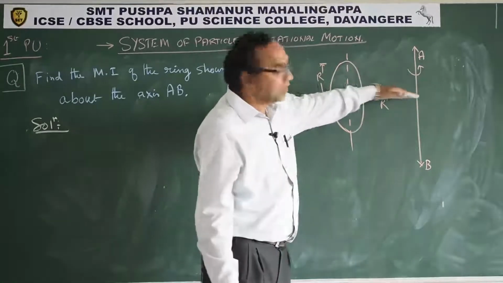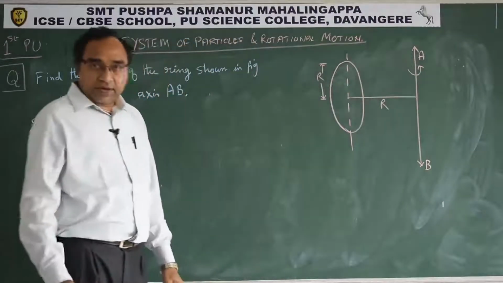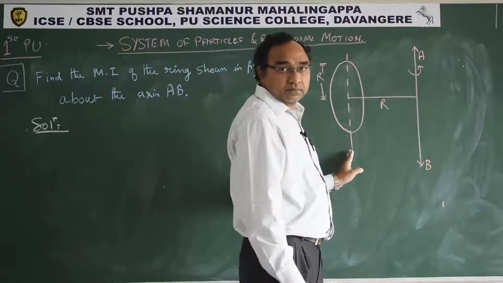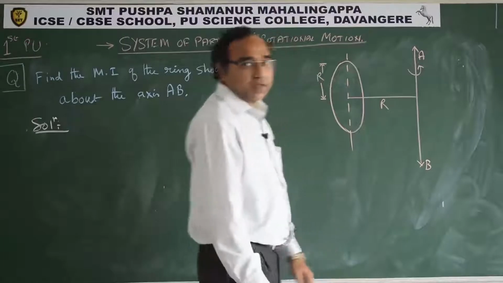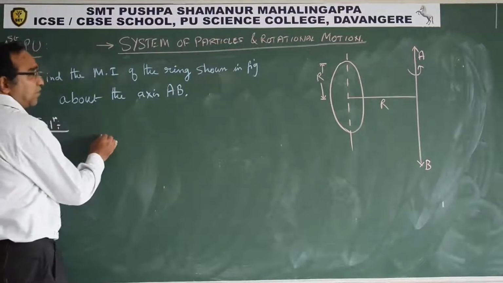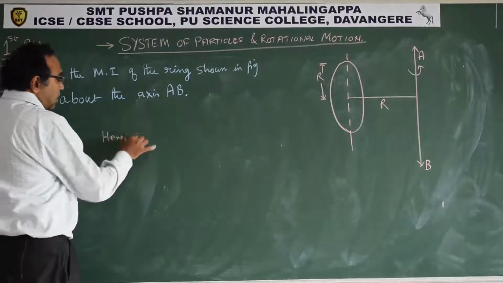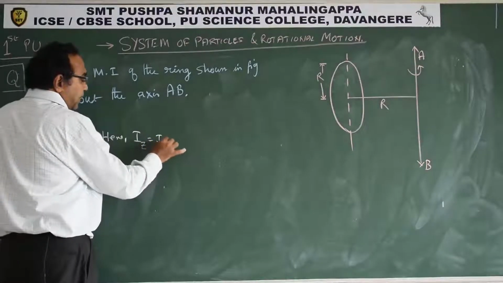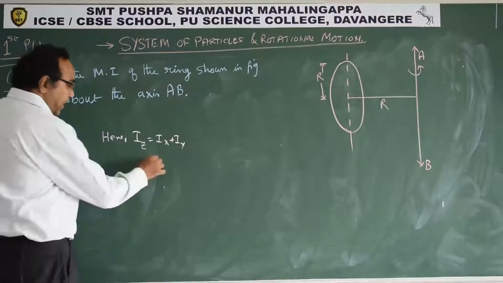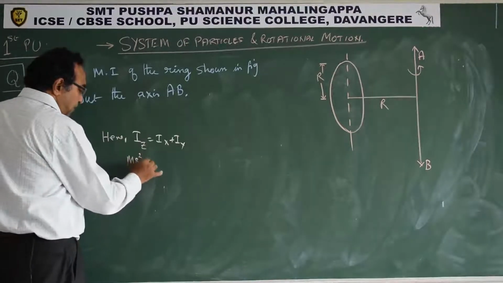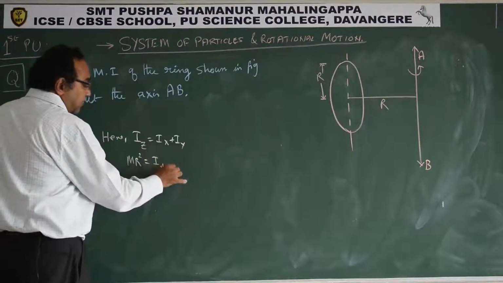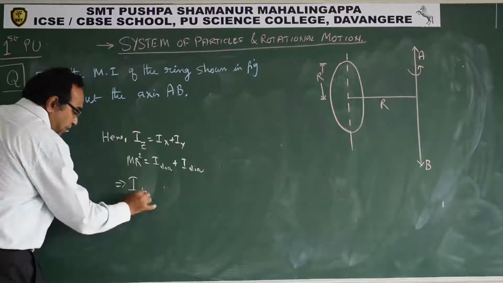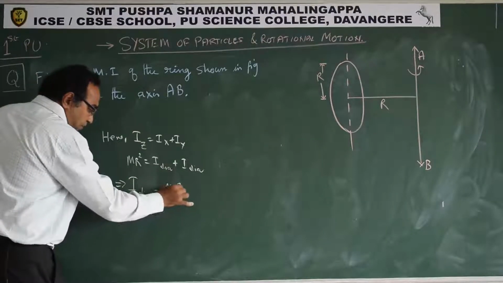Because the axis of the ring is this way. Correct? So we have to first of all find the moment of inertia about the diameter and then apply the parallel axis theorem. So first, what will we do? I about Z can be said as Ix plus Iy. They are diameters. So I get I mr square is equal to I dia plus I dia, this is also a diameter. So this means that I about the diameter is mr square by 2.